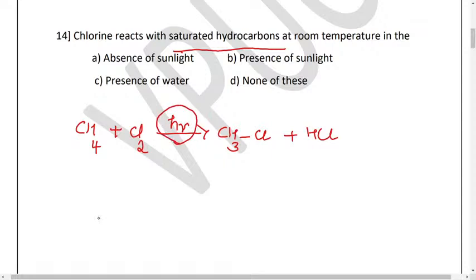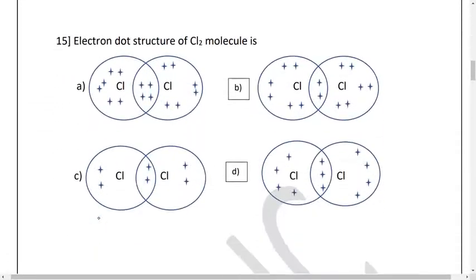Let us check now question number 15. The question number 15 here is: listen now, electron dot structure of chlorine molecule.